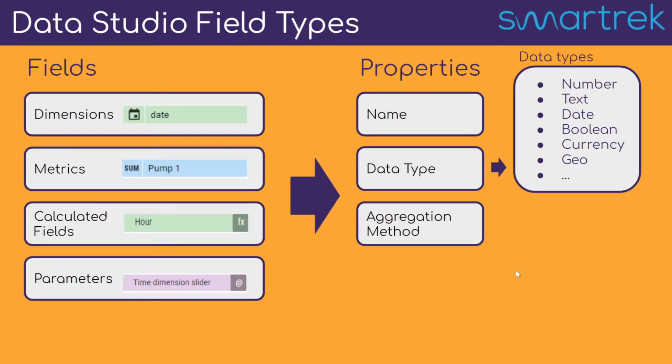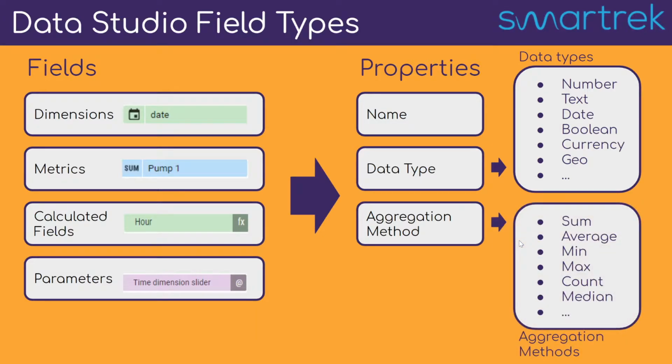So those are the aggregation methods. And the last property that every field has is the description property. This is just some metadata that you can attach to your field. It's not really important for us, but at least we know that it's there.